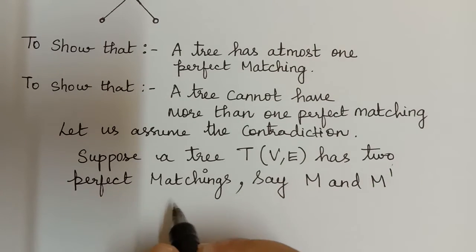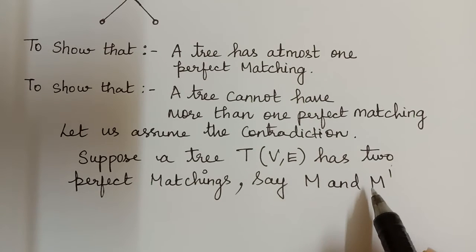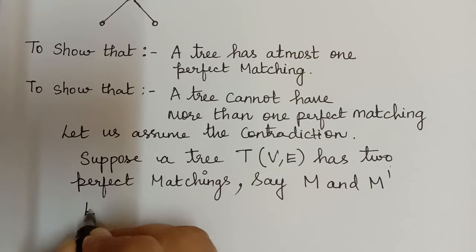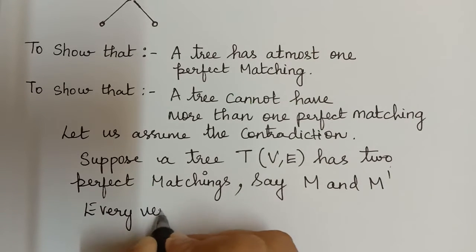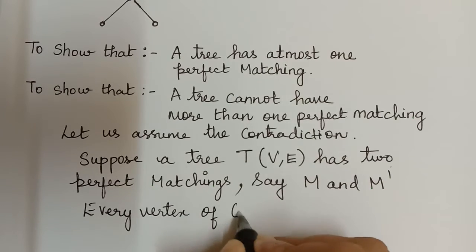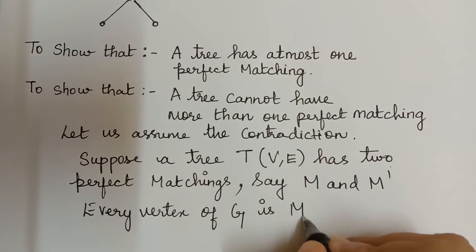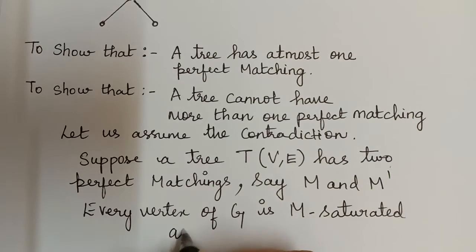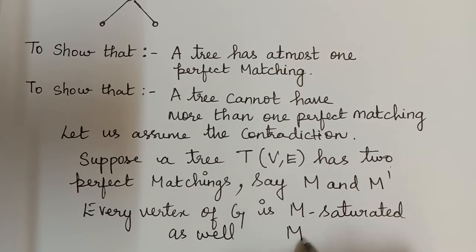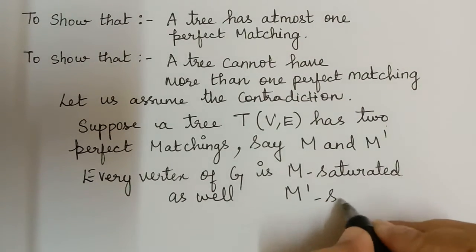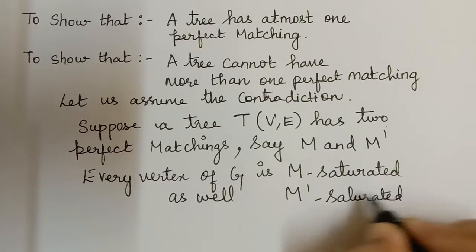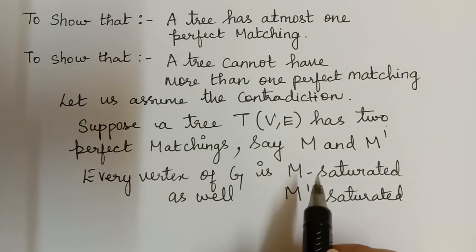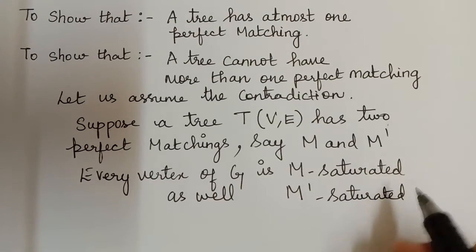Now because M and M dash are perfect matchings, by the definition of perfect matchings, we know that every vertex of G is M saturated as well as M dash saturated. Because these two matchings M and M dash are perfect matchings, every vertex of G will be M saturated as well as M dash saturated.